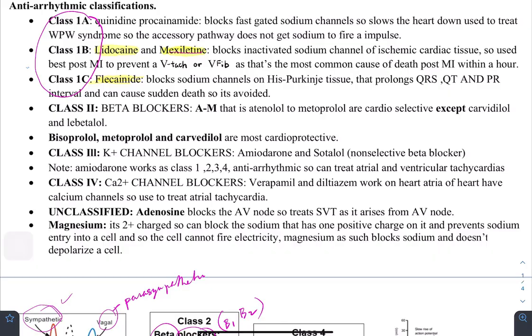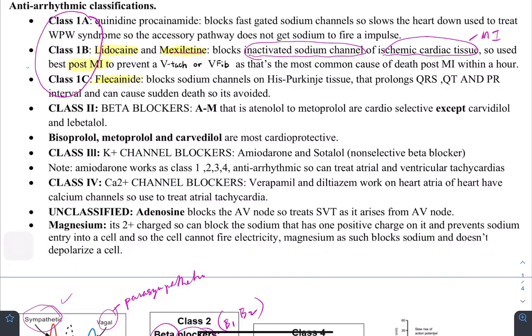The mechanism of action is blocking sodium. Lidocaine and mexiletine are class 1B. They block those inactivated sodium channels. Sodium channels, they are dead. These are usually found in dead cardiac tissue following a myocardial infarction or heart attack. So class 1B sodium channel blockers, lidocaine and mexiletine, are very, very good or useful for post-MI treatment, because post-myocardial infarction is the most critical stage.